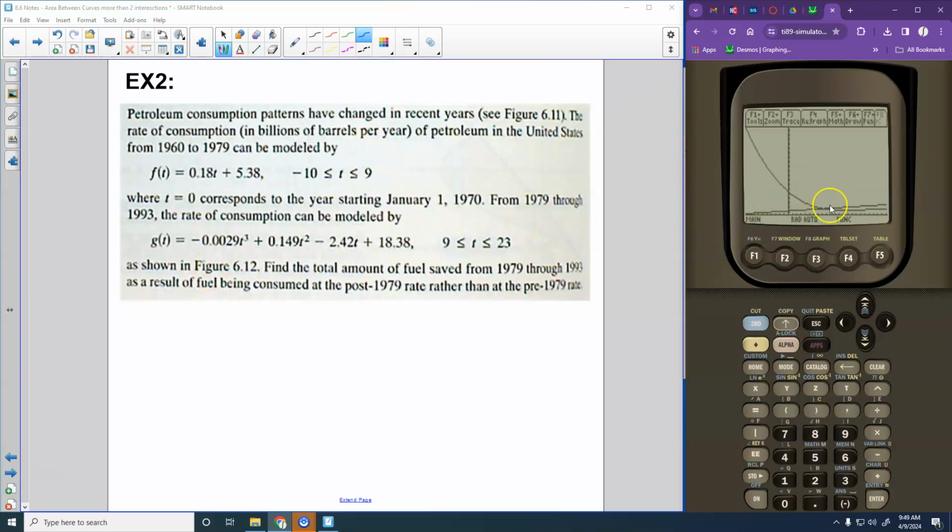For these functions, we would need to see where they cross, and we're going to run out of time, so we're not going to be able to do this one. But we're going to see where they cross. We'd be integrating top minus bottom and figuring out the savings there, but we're out.